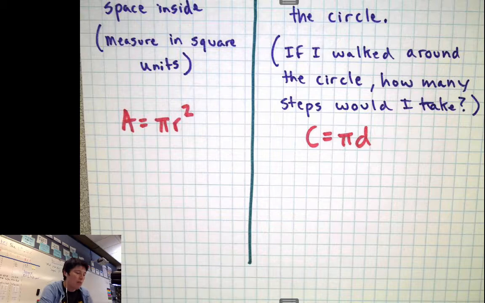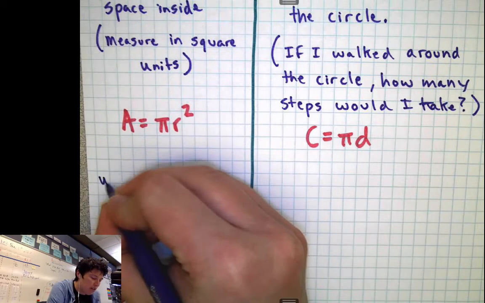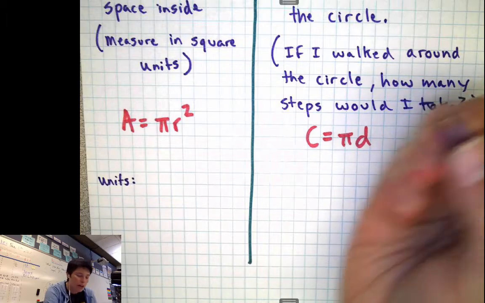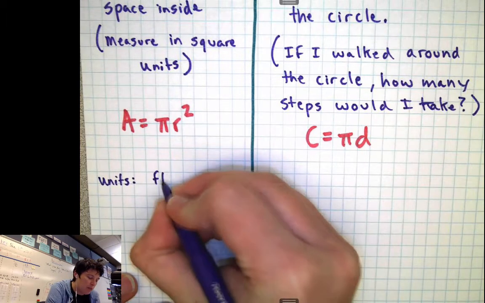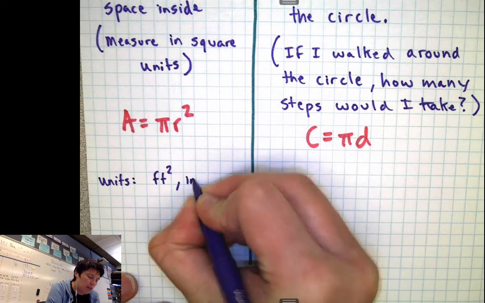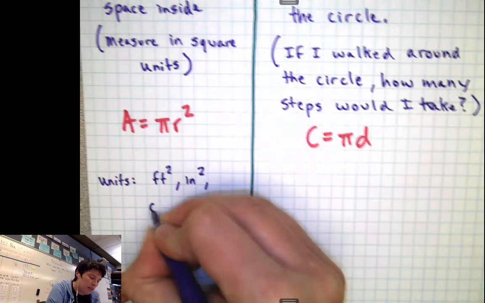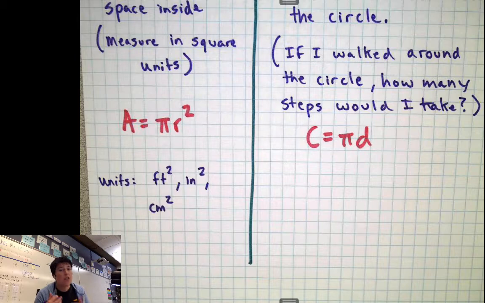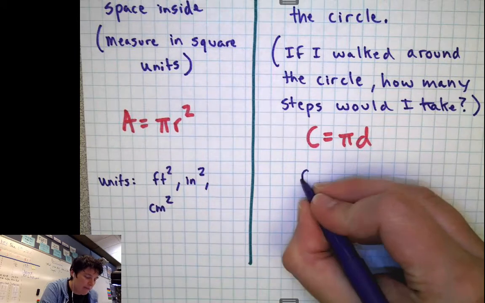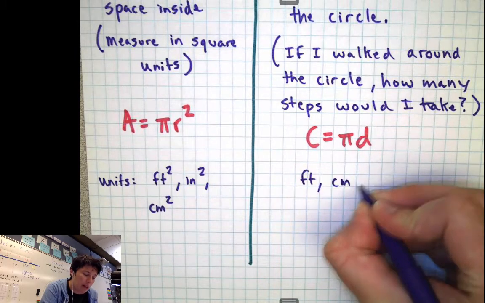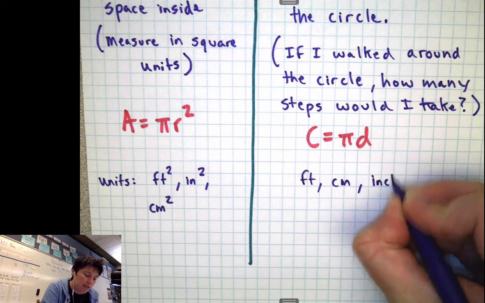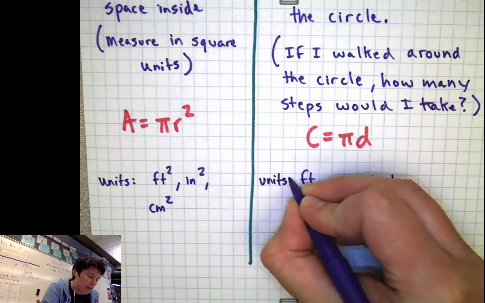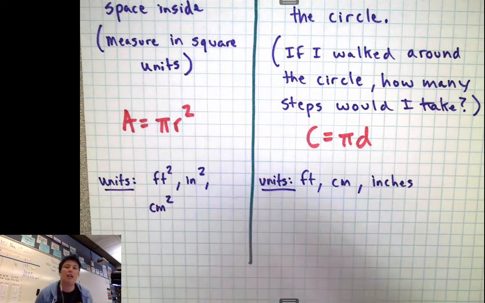Some things to remember when you get the units for your final answer for area: you're measuring squares. So you're getting things like feet squared or inches squared, centimeters squared, etc. But when it's circumference, it's just how many feet there were, or how many centimeters or inches around. So the units for circumference are not squared. That is something to keep in mind.